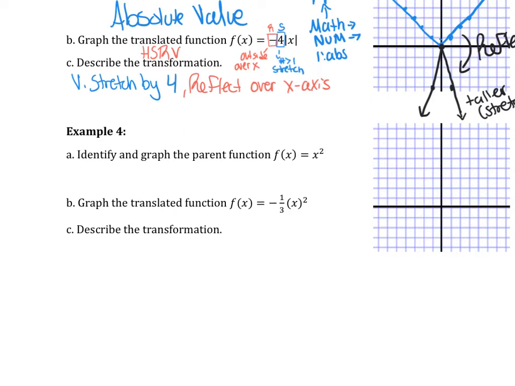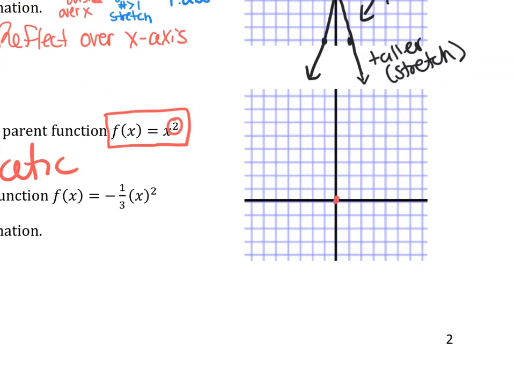And example 4, what is the name of this parent function? Quadratic, because of the squared. So remember, to get that squared, you just hit the x squared button, and it will square it for you. So in y equals, to graph it, you'd hit your x key, and then the squared. And then use your table to get some points. And connect your dots, nice U shape.